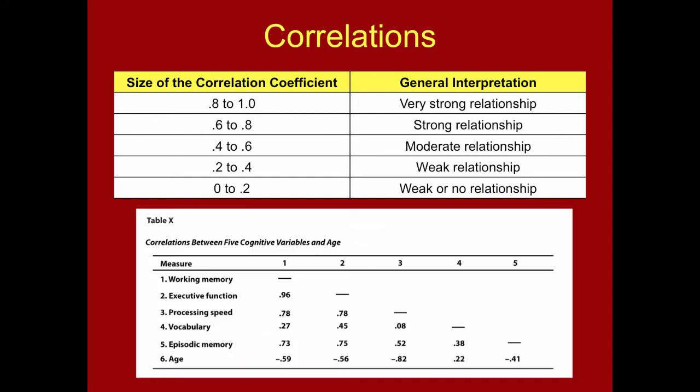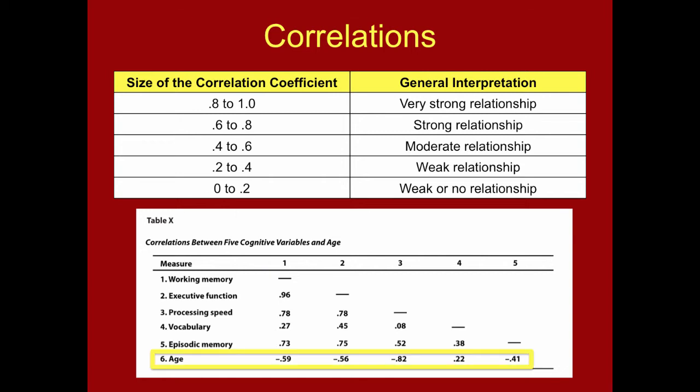Here is a chart with correlations between 5 cognitive variables and age. Notice that while there are only numbers 1 through 5 going across the top of the table, these numbers signify the same variables as the numbers in the left column of the table. So 1 refers to working memory, 2 refers to executive function, and so on.